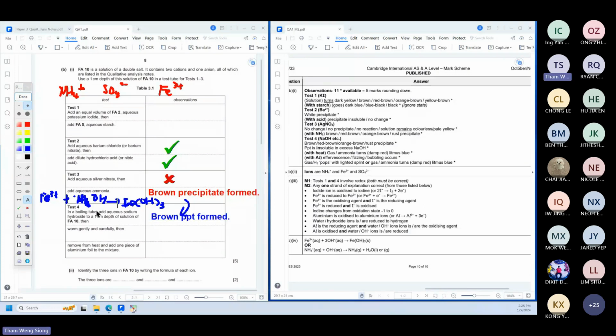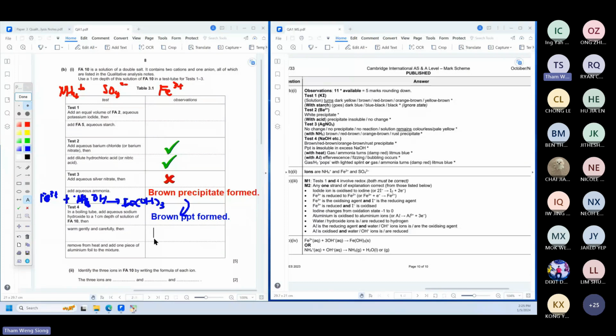Same thing, because it's both ammonia and sodium hydroxide, they have the hydroxide, so both will form iron 3 hydroxide. That's the brown precipitate. Okay, now warm and heat gently. So you must say insoluble in excess NaOH. Warm and heat gently.